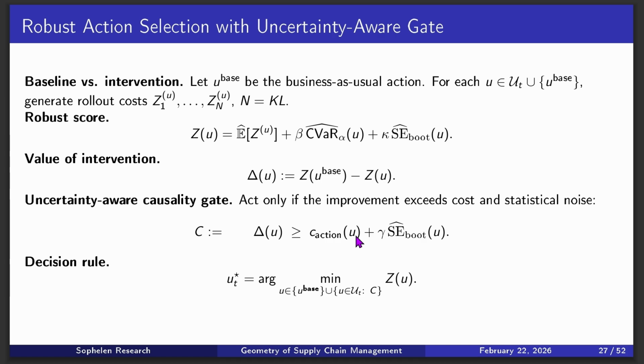Let's say it takes $1 million to perform some kind of expensive action, and the improvement is 100,000. Then you don't want to take the action. But if the action saves you $5 million when it costs only $1 million, then definitely you do want to take the action. So what you do is choose the action that would minimize the cost over all the different actions.